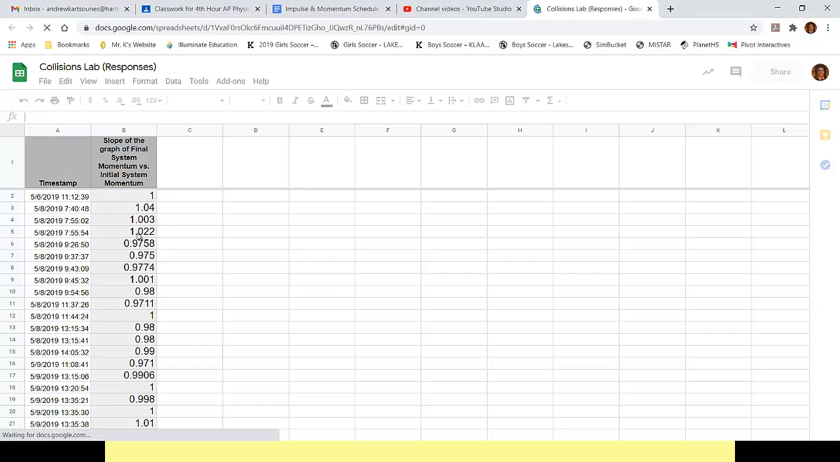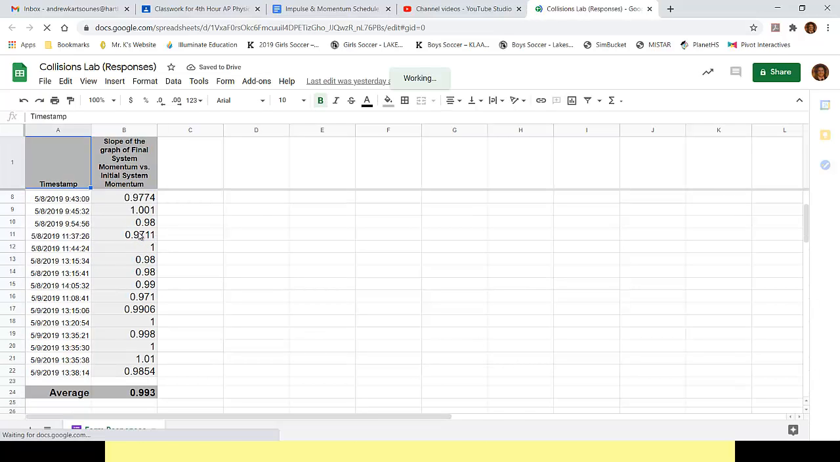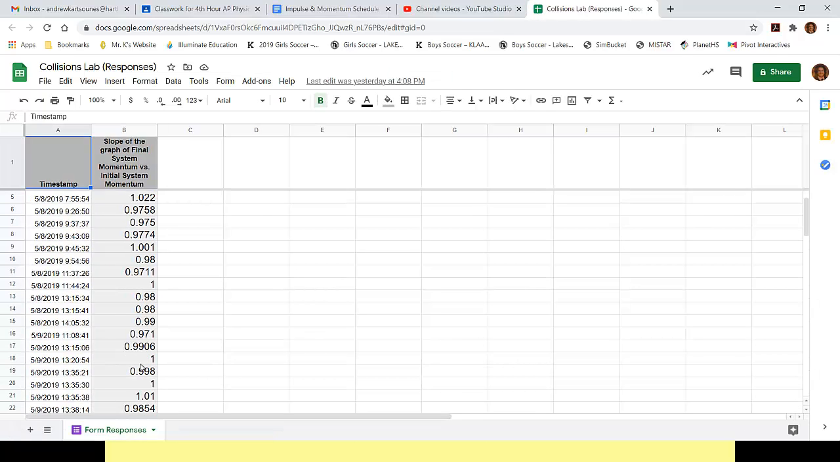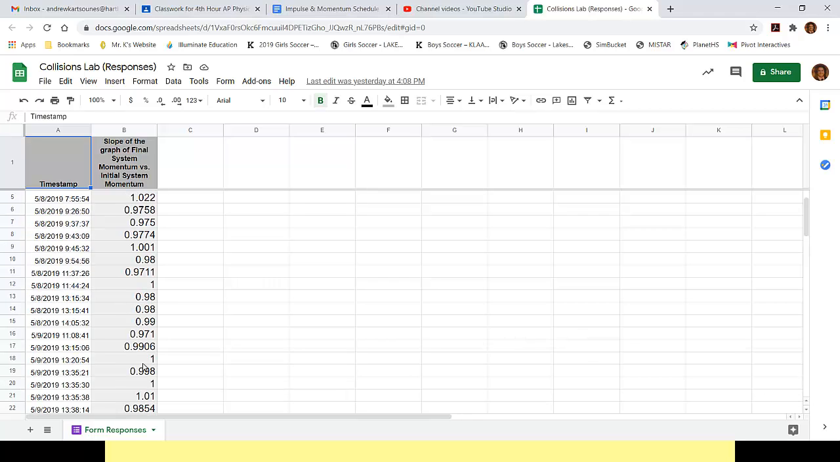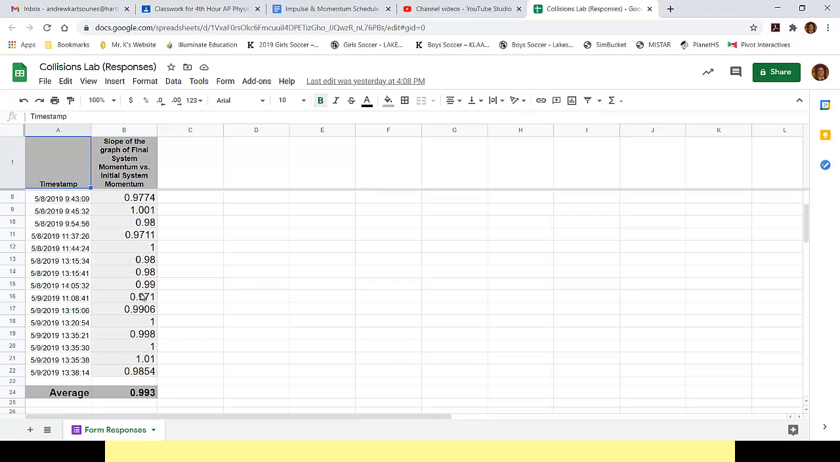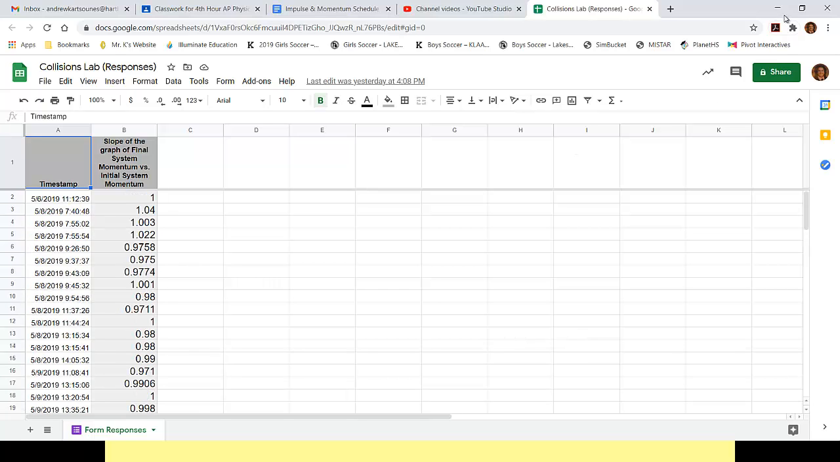These are actually from last year. But if we look at the slopes, you'll see that they're all pretty close to one another. Right? All pretty close to one another. And what are they pretty close to? Well, take a look at the average, 0.993. That's pretty dang close to what? 1. So some pretty good experimental evidence here that the slope looks to be about 1.